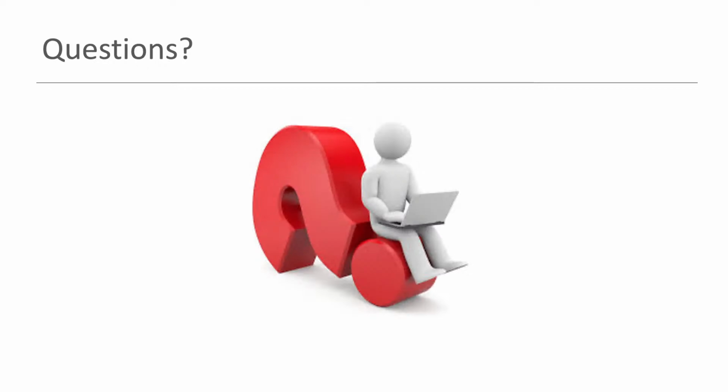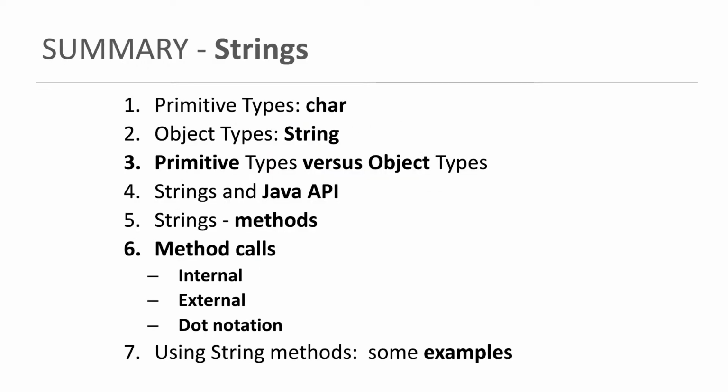Okay, so we've gone through strings by looking at the character data type. Then we looked at object types. We compared primitive and object types there. We looked at the Java API, specifically the string class. And we explored some of the methods that you can call in the string class. And in order to do that, we had to learn about dot notation, how we make calls to external libraries. And we finished up by looking at quite a few examples of calling string methods.